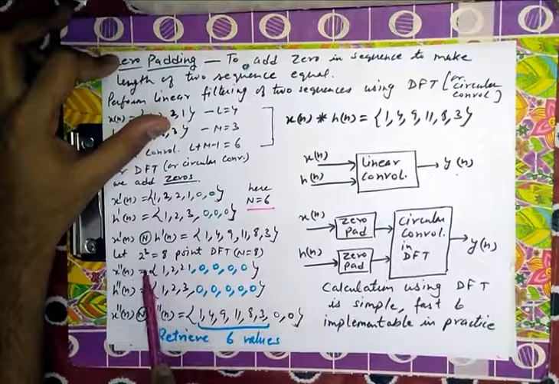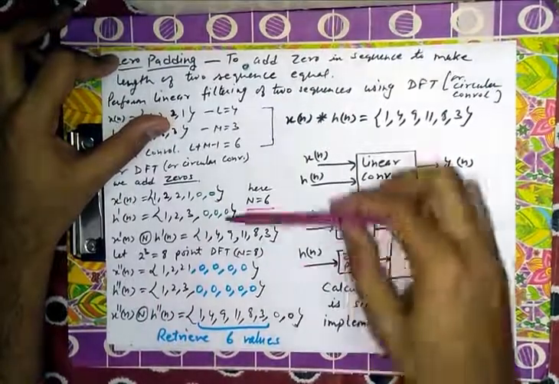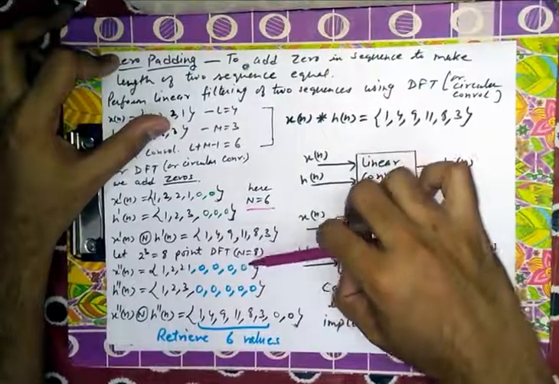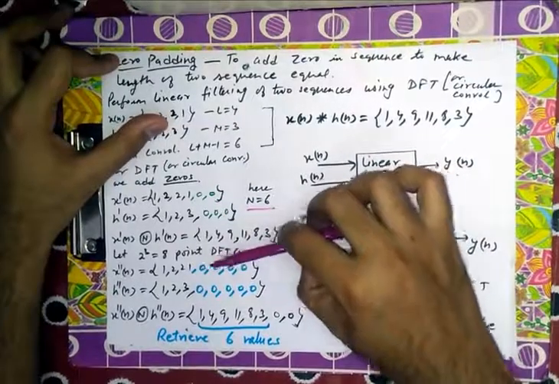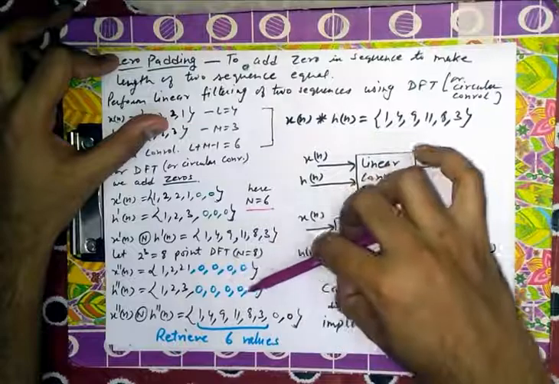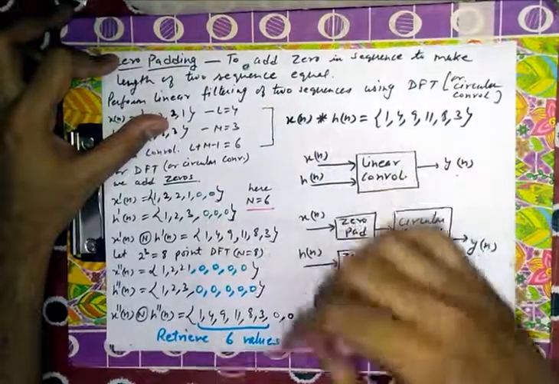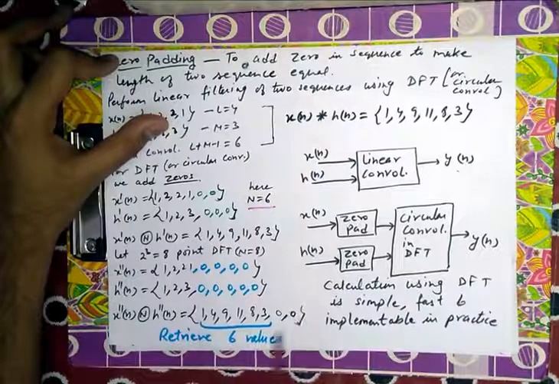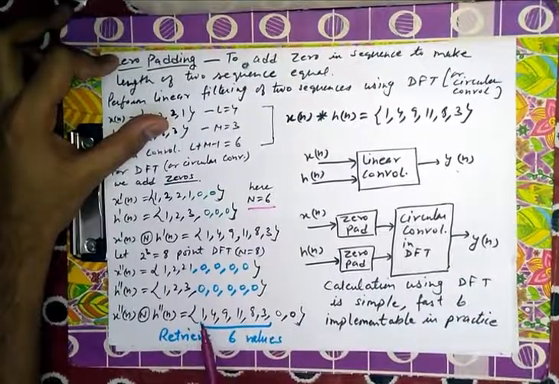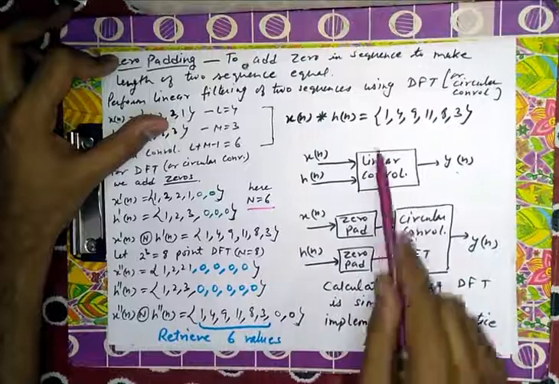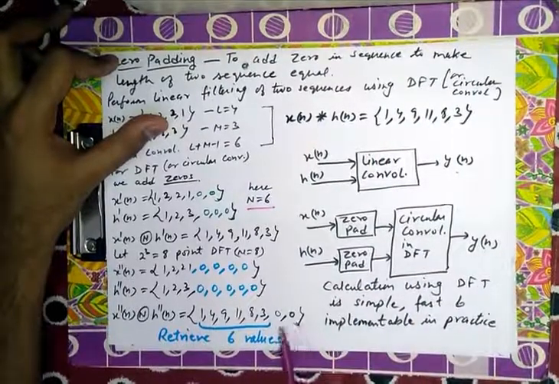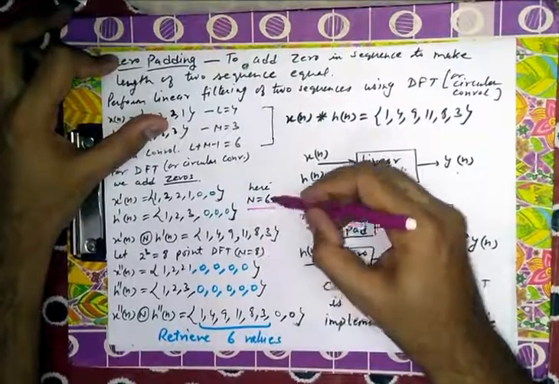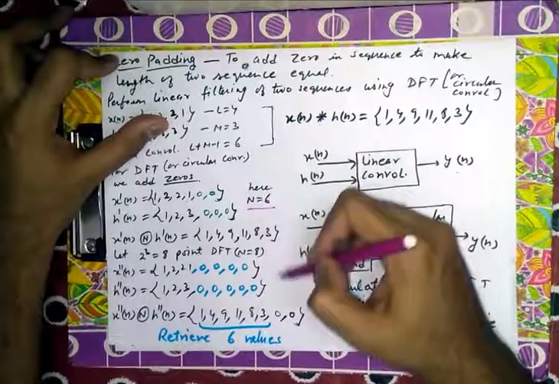So suppose we have the 8-point DFT, and we check the value after doing the 8-point DFT and circular convolution. 8-point means we have to add 4 zeros here and 5 zeros here, and doing the circular convolution, we again have 8 samples. You can see that only 6 samples are non-zero, which are the same result, and 2 samples are discarded. So if we take N equal to 8, we will only choose the first 6 samples and discard the later 2.